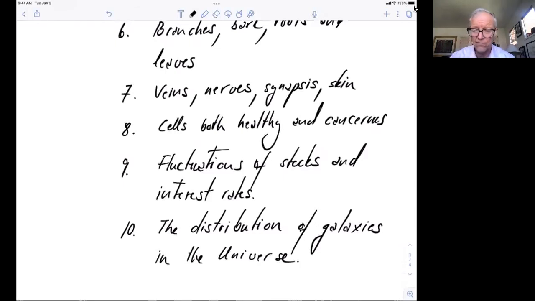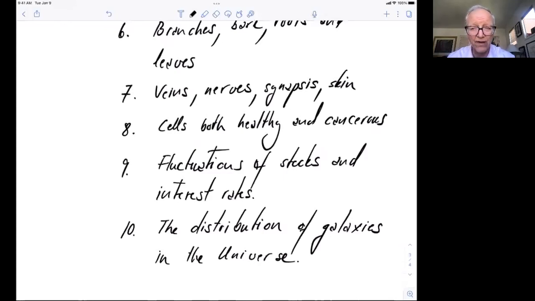We got fluctuations of stocks and interest rates. And finally, it turns out that during the Big Bang, there was some small noise, and there were great instabilities, and these instabilities magnified the noise and colored it. And what came out were the galaxies and their distribution in the universe. So the distribution of the galaxies in the universe actually has a fractal structure.